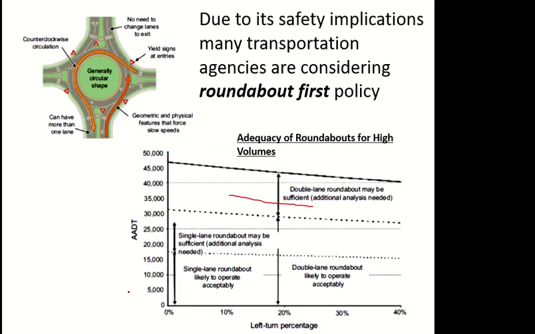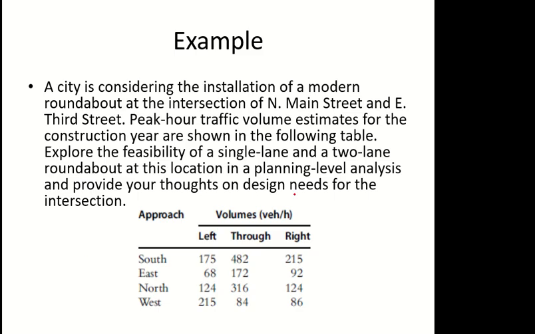Some people will be turning left from west, some turning left from east, some from north, some from south. You will take their number and divide by the total AADT. This will give you the left turning percentage. And then you insert it in the graph to know whether you should go for a single lane roundabout or a double lane roundabout. So for example, if you look at this one here, this is for the peak hour, so it's hourly volume, it's not daily. But if you have peak hour, you can use an approximate factor of 10% to convert peak hour into ADT.